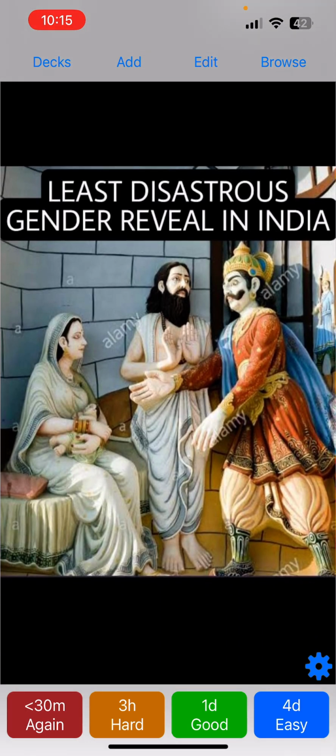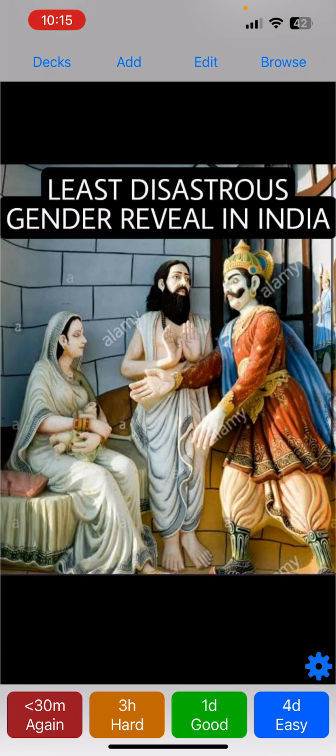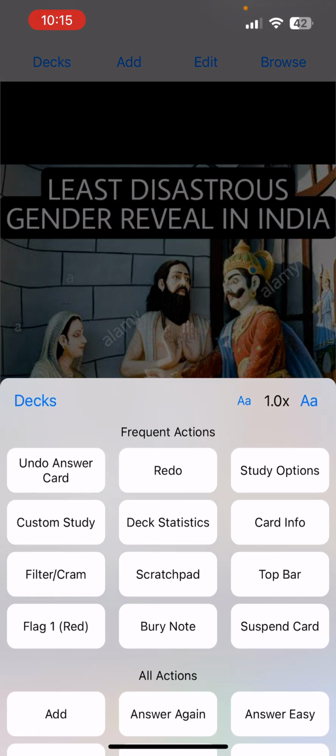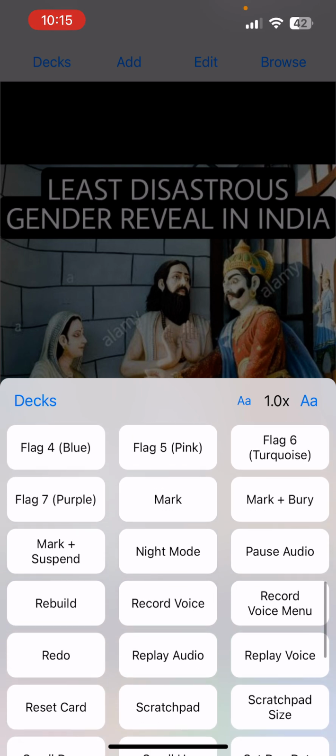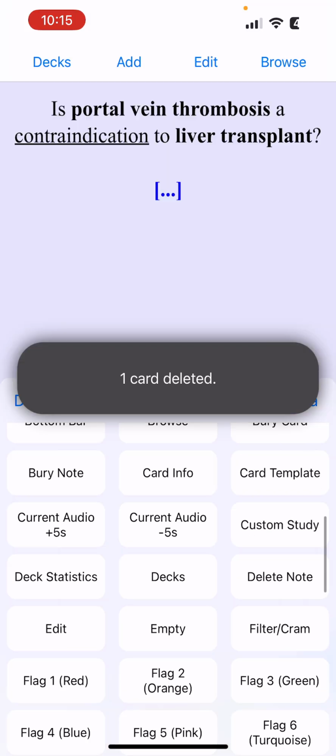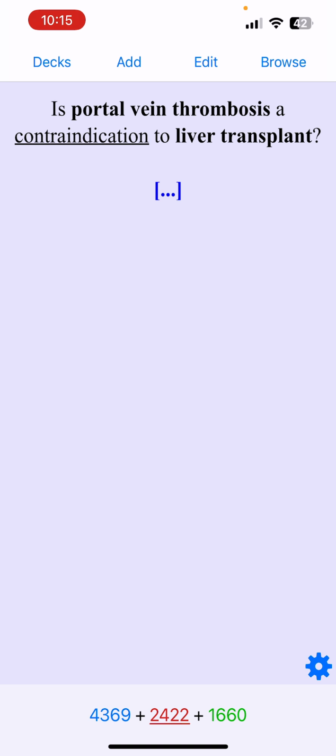Least disastrous gender reveal in India. What? I don't get it. I really don't get it. The fact that it says India seems kind of sus. What kind of meme is this, bro? I don't know. It seems kind of sus. Let me just leave it at that.